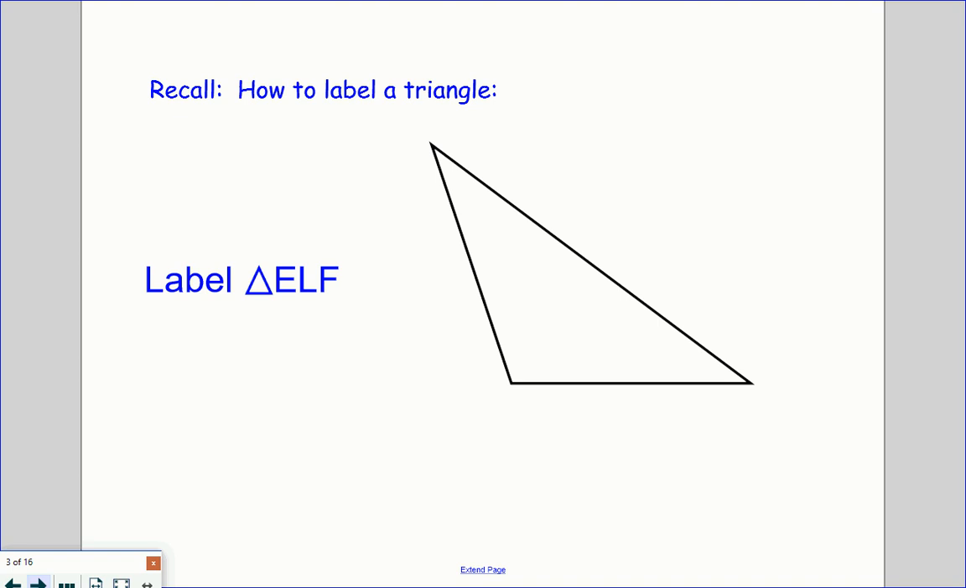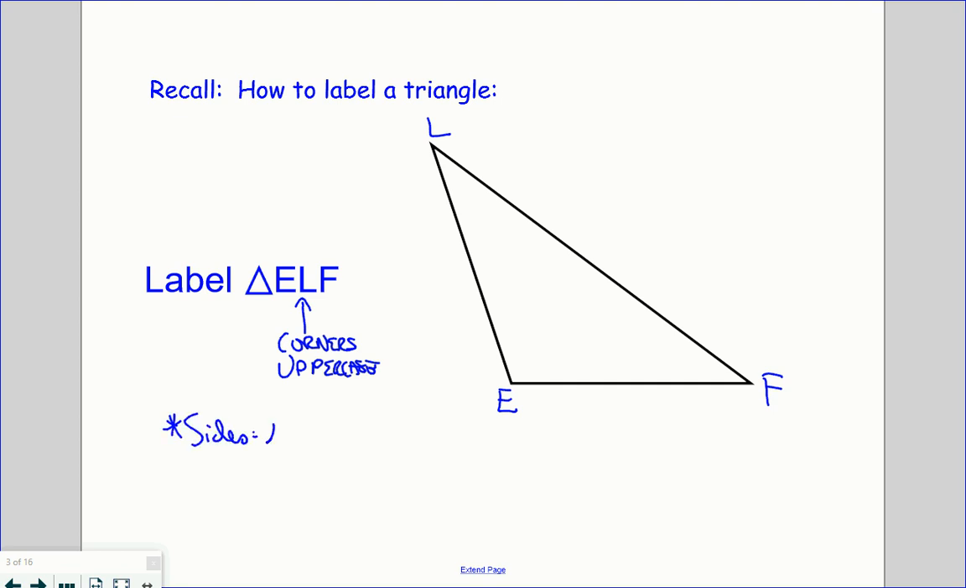So I've got here triangle ELF. Now, these letters represent the corners. You always use uppercase letters on the corners. Always. It doesn't matter which one we put where. I'm going to go E, L, F. Now, how we label the sides.